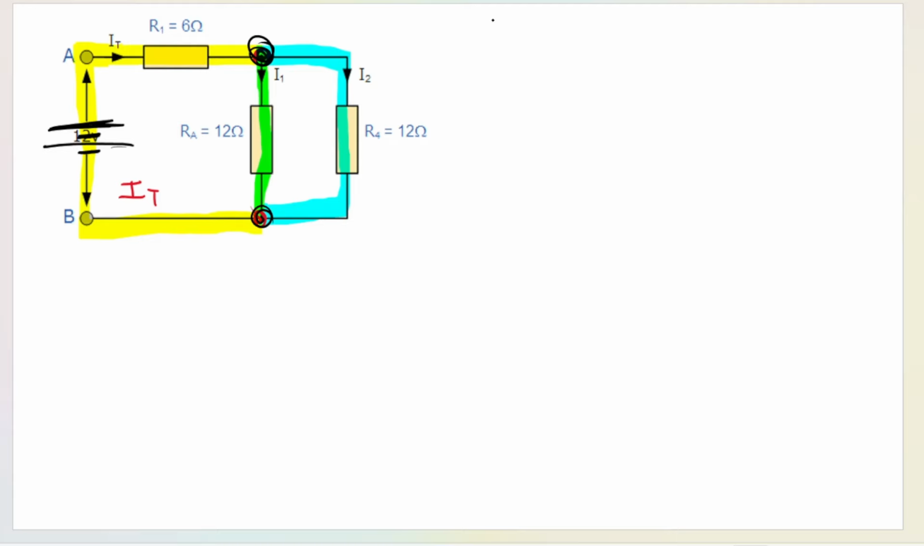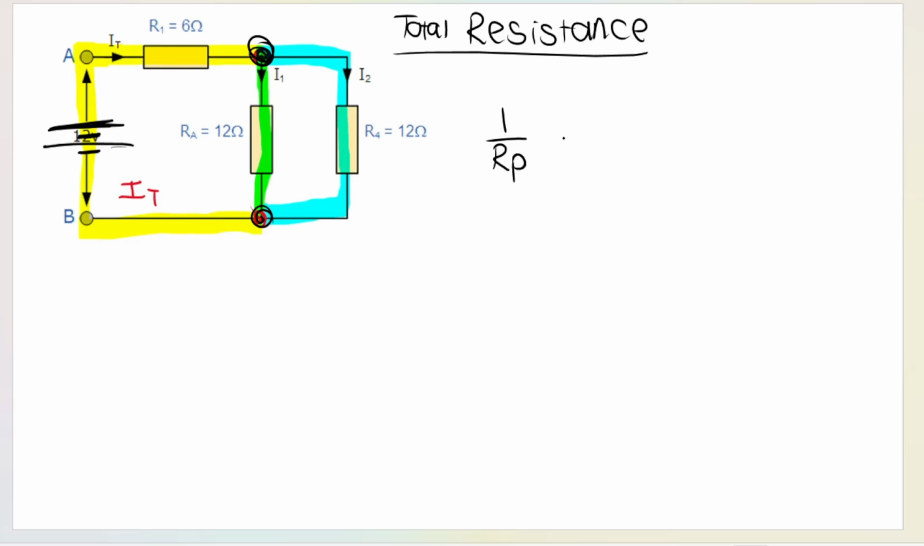So what we need to do in order to calculate resistance of the circuit, so I'm going to write total resistance. How we do that is we start off with the parallel resistance. So we're going to go 1 over Rp. Now, how many branches do I have? I have the green branch and the blue branch. So 1 over R1 plus 1 over R2. I want you to think of R1 as being the green branch. And I want you to think of R2 as being the blue branch. That's my formula. You get a mark for writing your blank formula.